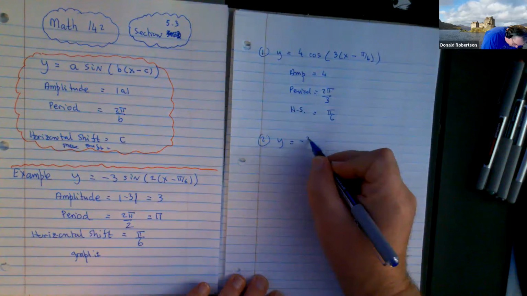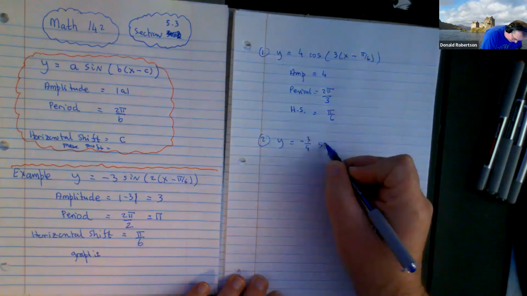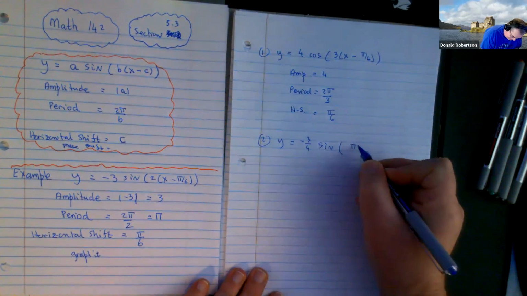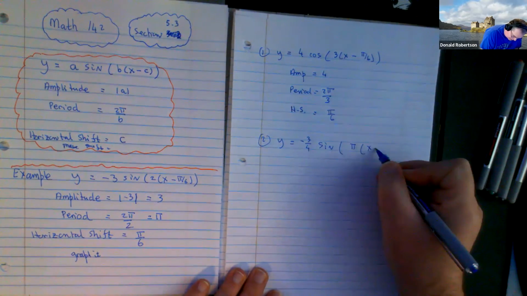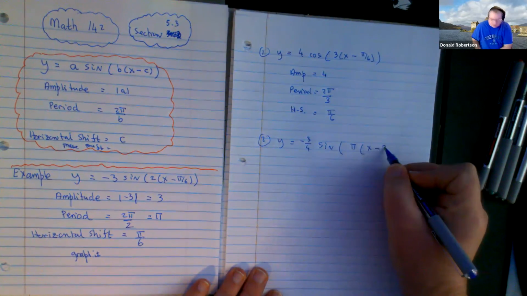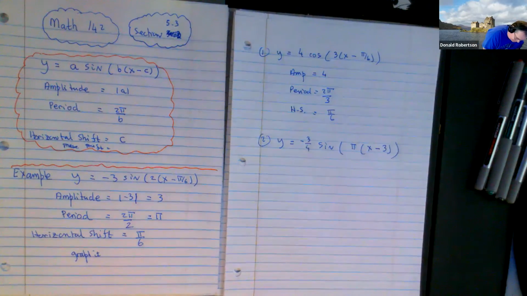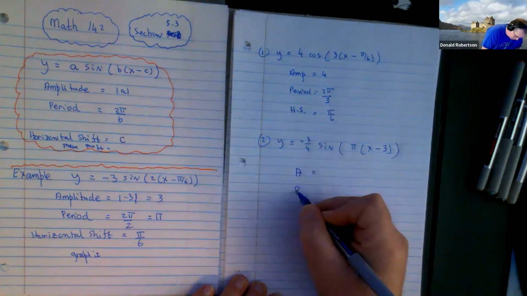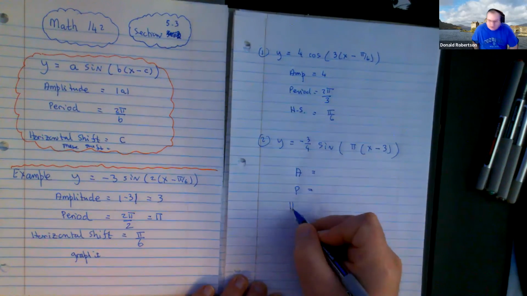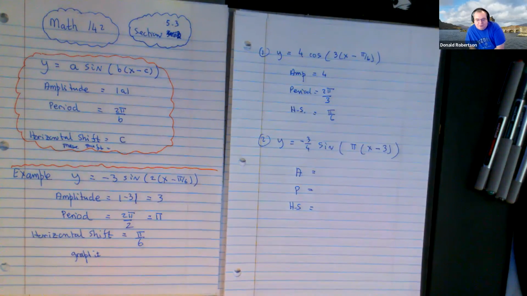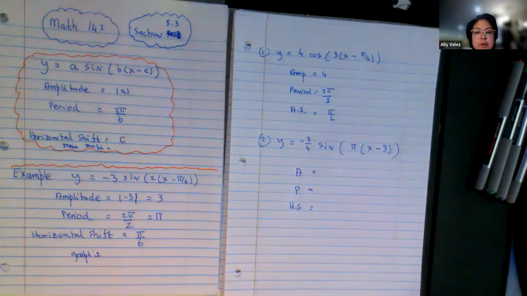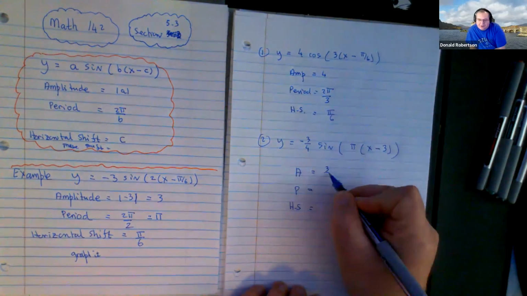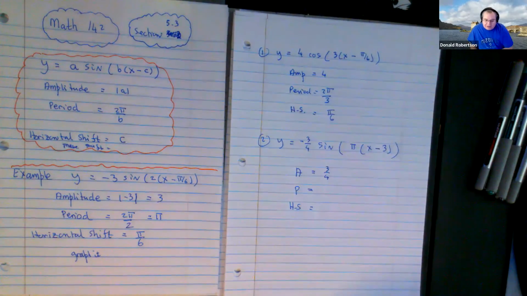So -3/4, it's going to be a sine. It's going to be pi, right? X take away 3. And I've deliberately picked some ugly numbers. Amplitude, period, and horizontal shift. Okay, amplitude, be careful. 3/4. Isn't it? Always positive, correct. Period, I should say.